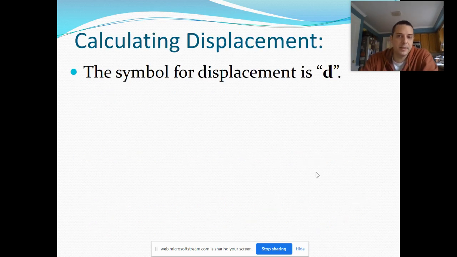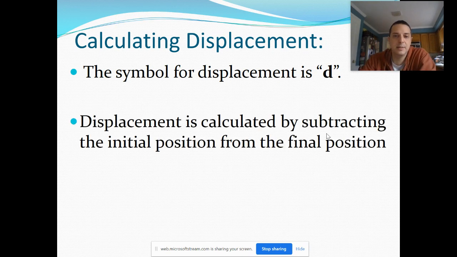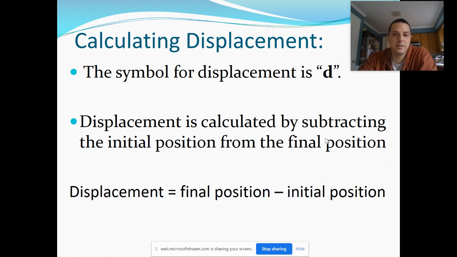The symbol for displacement is the lowercase d. We're going to use this in our notes. If you look in your notes packet, we're going to be on the back page right now, and the very first thing they talk about is displacement, d. To calculate displacement, you find your final position and your initial position, and you subtract the initial position from the final position. You won't find this equation in your reference tables. Displacement, just final minus initial, is something that is understood.